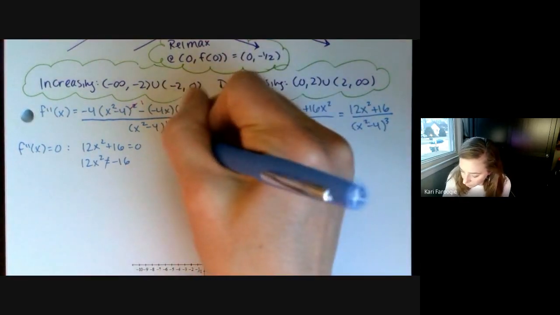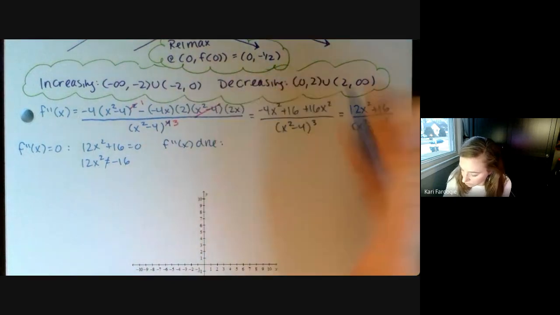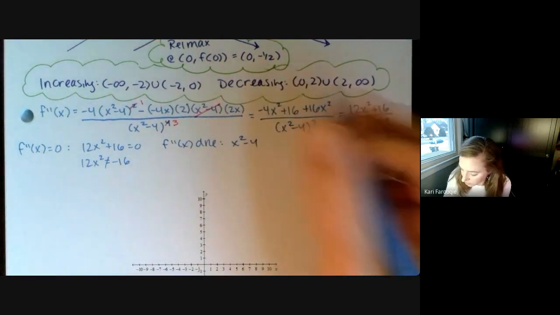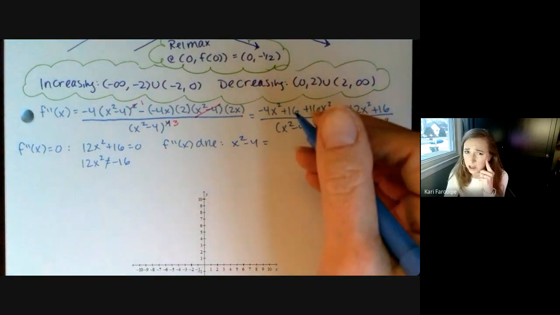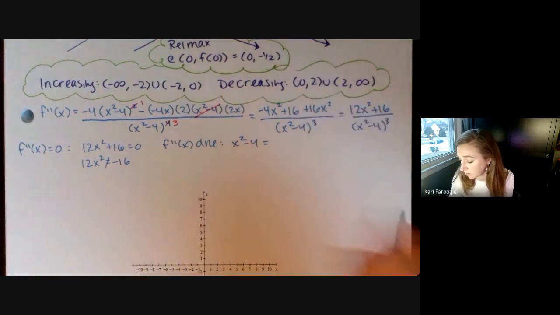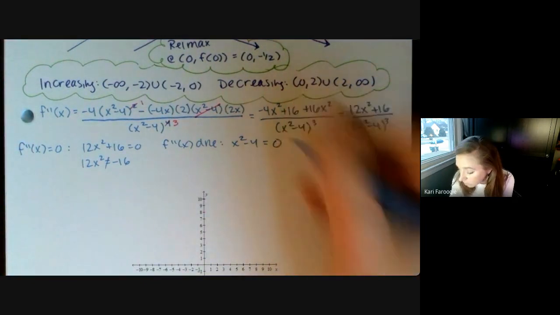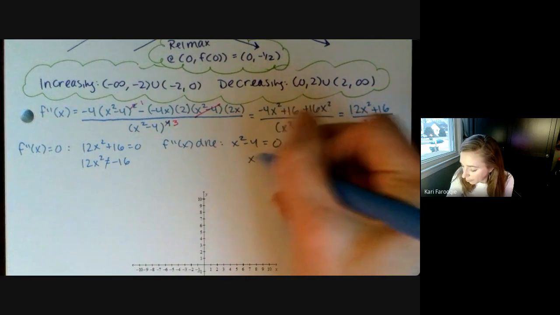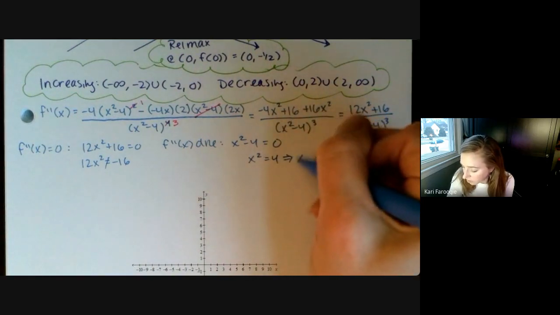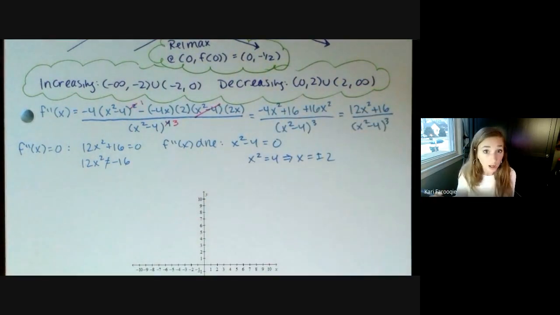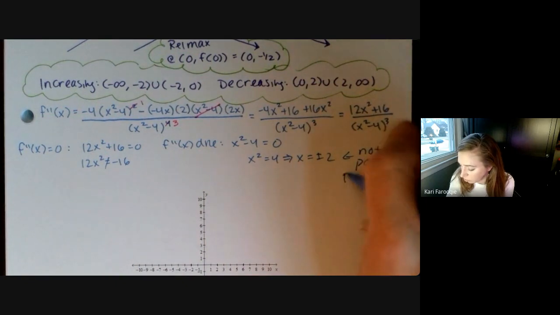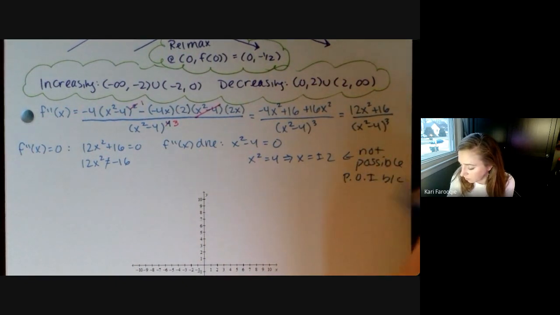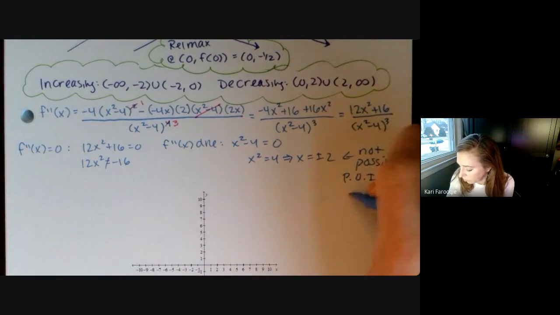F double prime of x does not exist when the denominator equals 0. I keep running things back in my head. And sometimes I think I said something that I actually didn't say and everything was totally fine. Set your denominator equal to 0. And then you just end up with x equals plus or minus 2 again. So these are not possible points of inflection. And that's because they are vertical asymptotes.